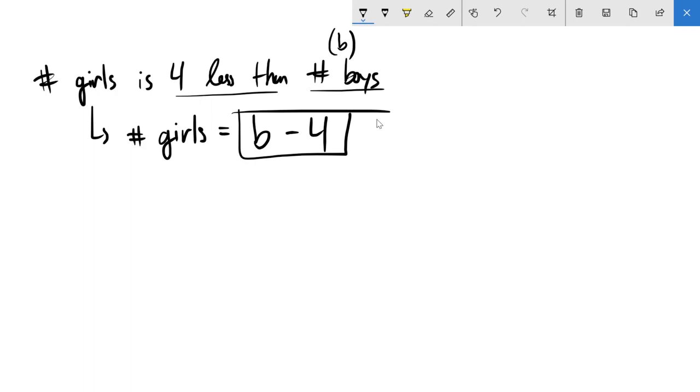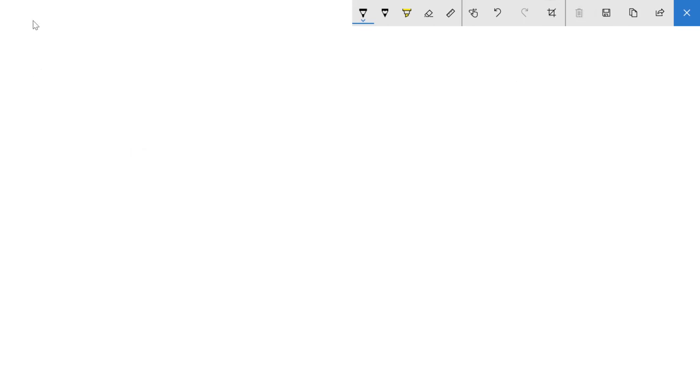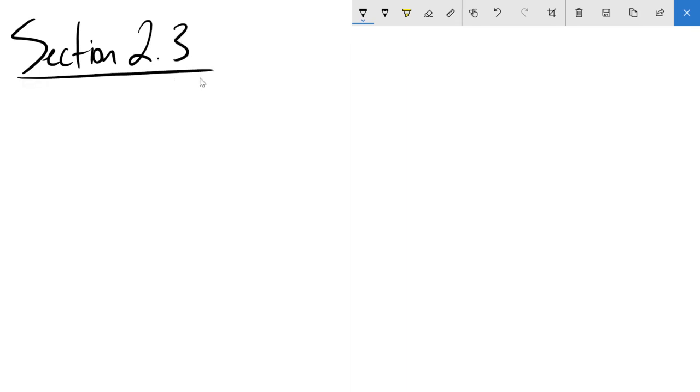All right. So today, what I want to do is, that was yesterday's one. I labeled it on the thing, but today we'll get into section 2.3. Section 2.3 is all about now looking at equations.